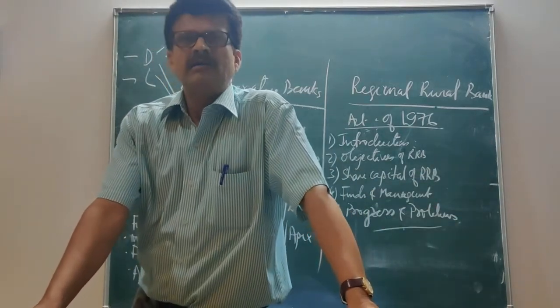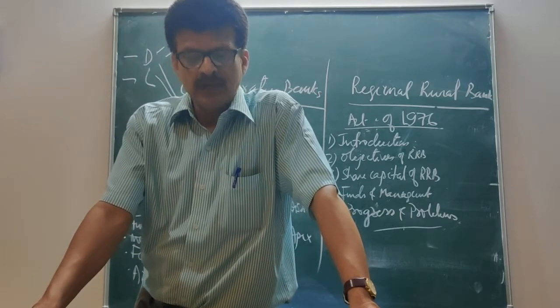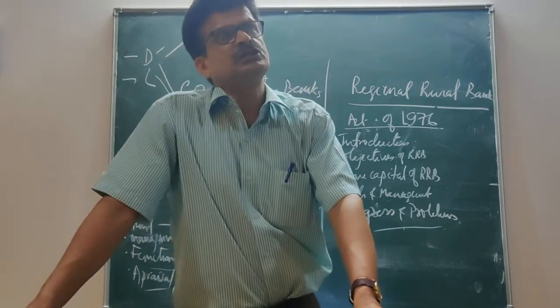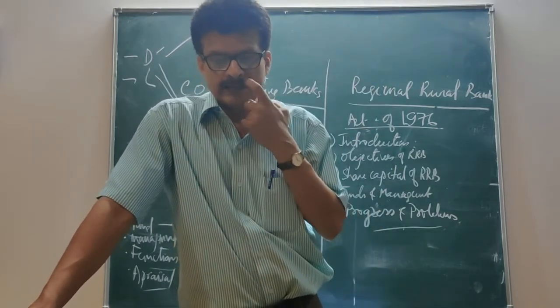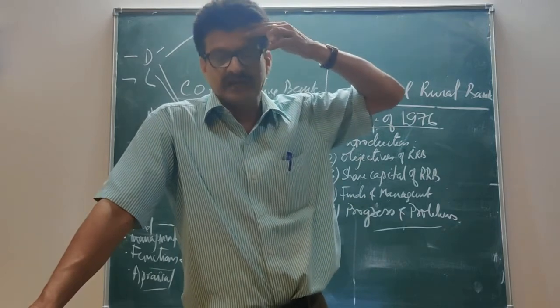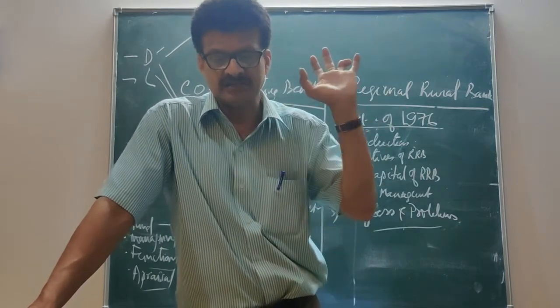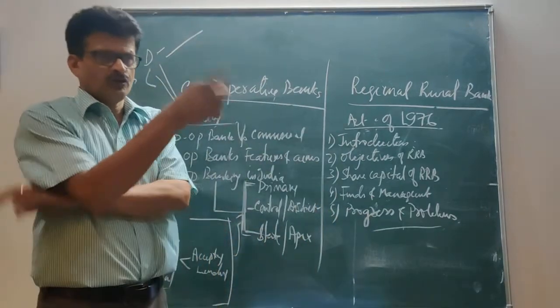So then their field is rural oriented. Cooperative banks are mostly rural oriented. They finance mostly to agricultural and related allied activities. And the operations of the cooperative banks are generally restricted to a specified area or district or a state. That's it. Generally, the operations of the cooperative bank, they are more rural oriented.